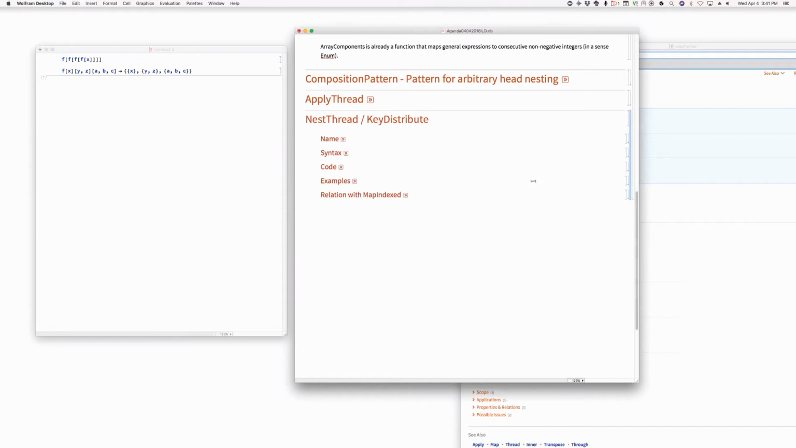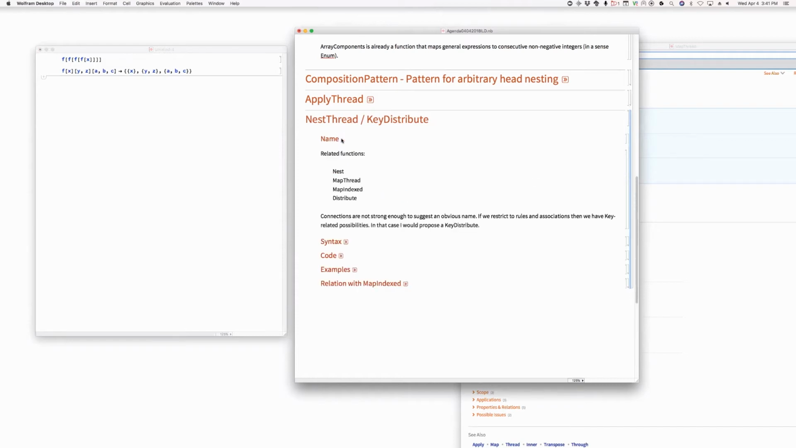Okay, yes. So this is the discussion of a function we have named in multiple ways. I'm still calling it NestThread, but the name is not clear because it's related to multiple other operations, a bit like what we were just discussing.